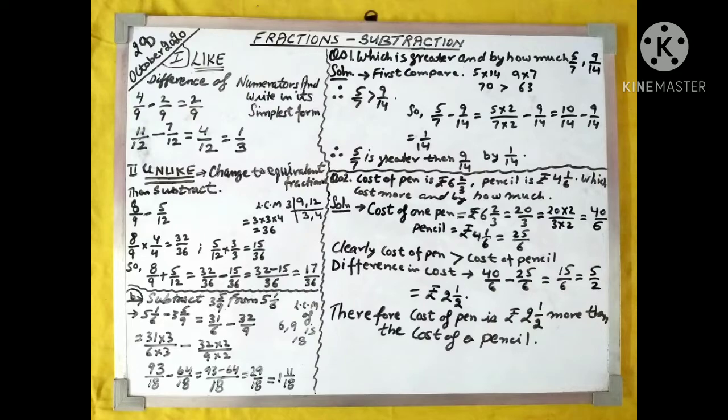So difference between their cost is equal to 20 by 3 minus 25 by 6, which comes out to be 40 minus 25 by 6. 6 is the LCM. So finally we get 15 by 6. This is an improper fraction, so we write it in the mixed form as 2 3 by 6, which can be further written as 2.5 rupees. So the cost of a pen is more than the cost of a pencil by rupees 2.5. I hope it's very clear.